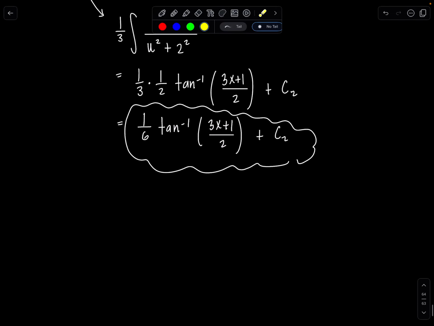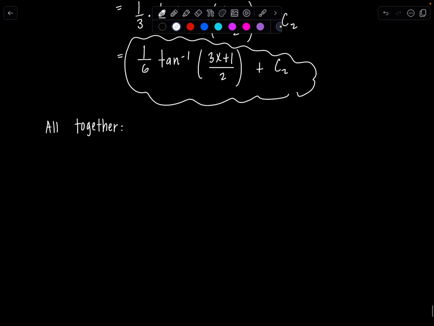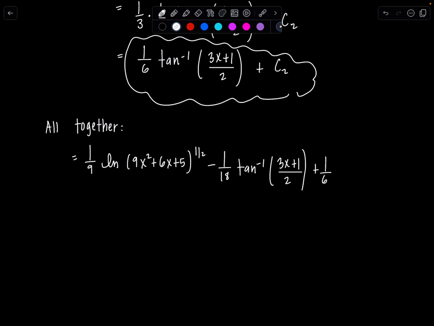Okay, shall we put everybody together now? One big happy family. So let's fetch everybody from earlier. So all together, what do we have? I had 1/9 natural log of radical 9x squared plus 6x plus 5. I'm going to write it as (9x squared plus 6x plus 5) to the 1/2 power, if you're okay. Minus 1/18 tan inverse of (3x plus 1) over 2 plus 1/6 tan inverse of (3x plus 1) over 2.